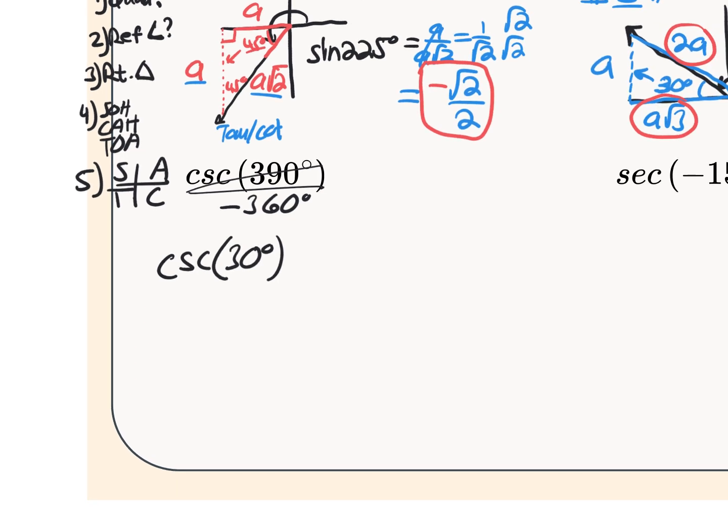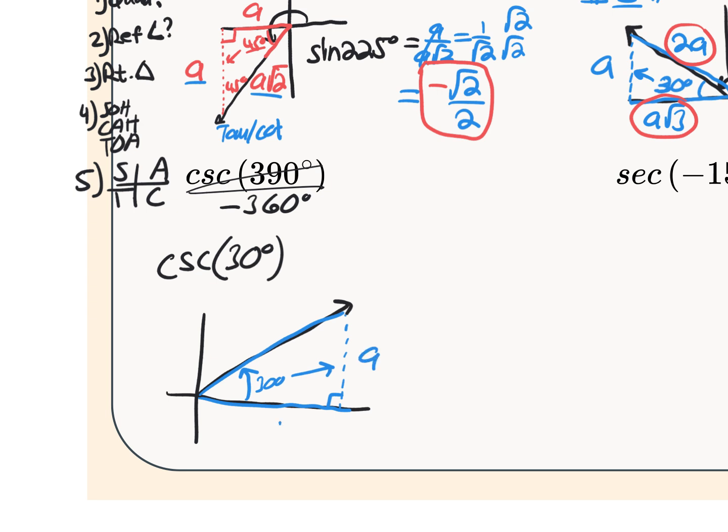So from here, let's go through our motions. The first thing you want to do is figure out the quadrant that it's in. 30 degrees is in the first quadrant. So I'm going to draw an angle in the first quadrant. Our reference angle in the first quadrant is just the angle, so this angle right here is very simply going to be 30 degrees. So I can draw a special right triangle. The side across the 30 is a, the other leg is a square root of 3, and the hypotenuse is 2a.